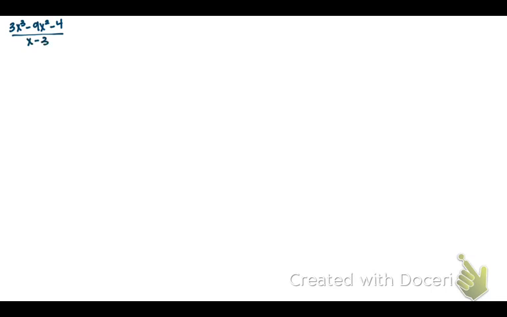So let's do this with long division. Notice here we don't have an x term, right? There's no x, so we have to put a 0x in for the x. So when we divide, this is going to be 3x cubed minus 9x squared plus 0x minus 4, and we're dividing by x minus 3.